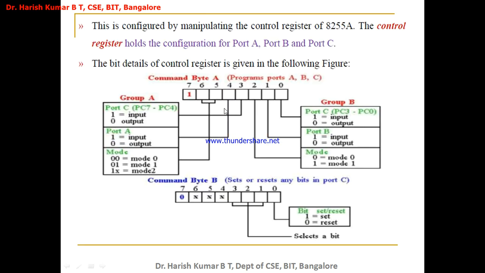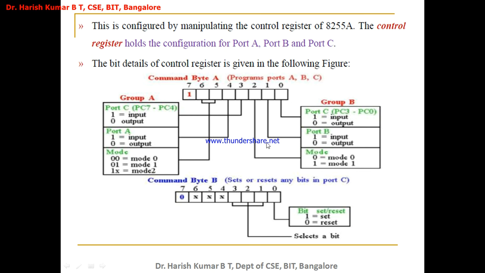Now here also the same thing is given. This C 0, what it will do, port C lower, that is PC0 to PC3. Now to make port C lower as input, you have to make it 1. To make it as output, you have to make it 0. You can easily remember, input, I will come right. So 1 is always input and 0 is output. You can easily remember. So 0 is output. So you will not get confused.